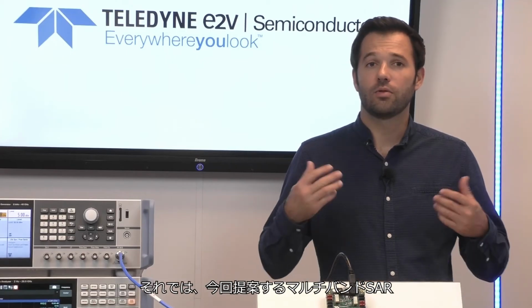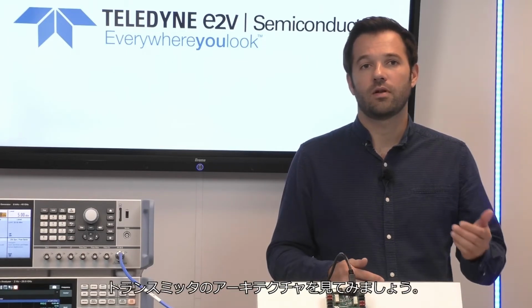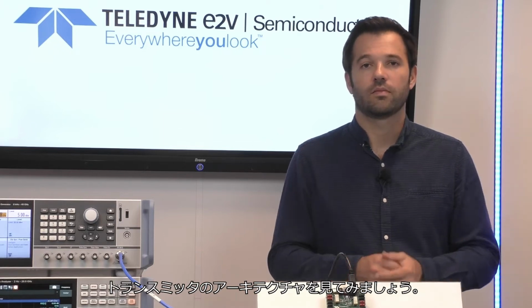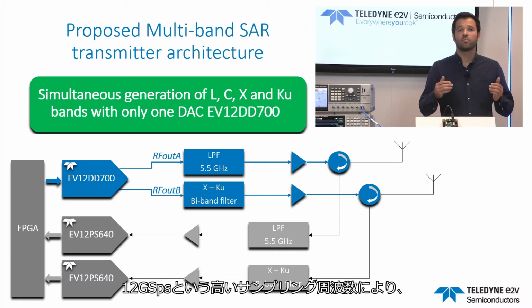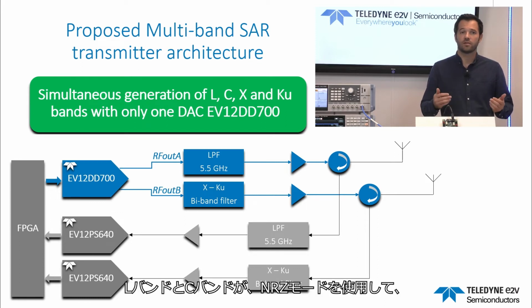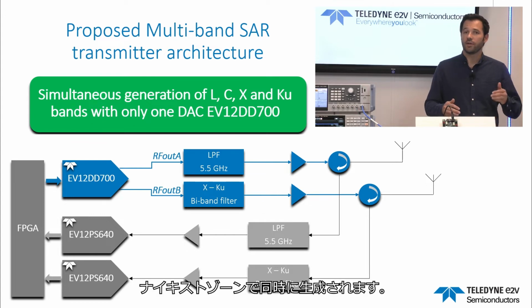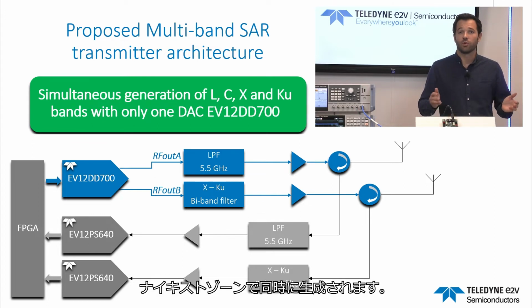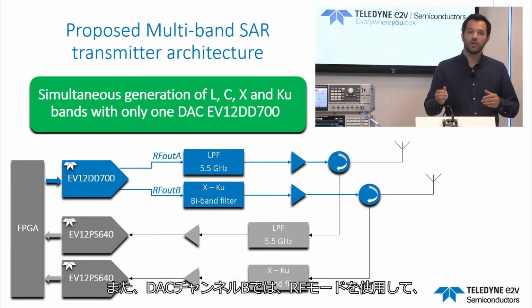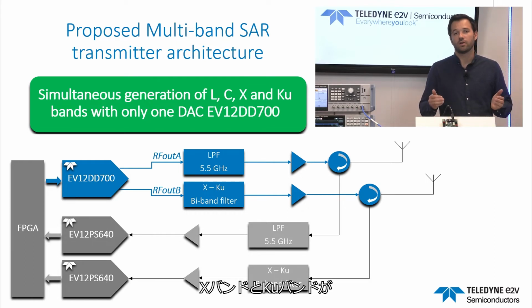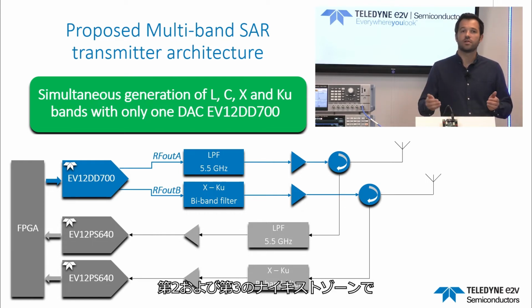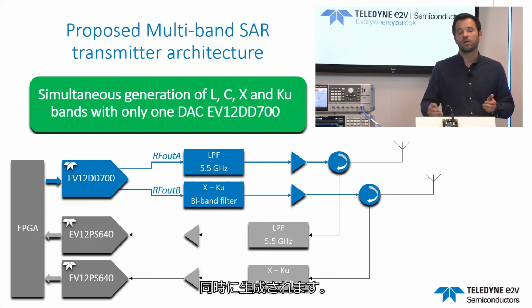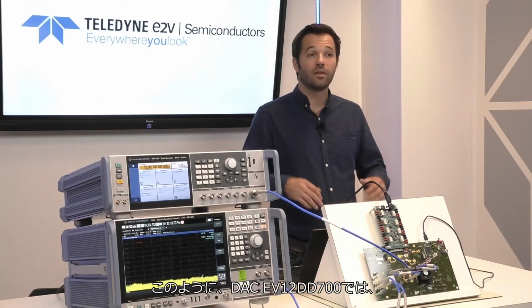Now, let's look at the proposed multiband SAR transmitter architecture. Thanks to the high sampling frequency of 12 gigasamples per second, L and C bands are generated simultaneously in first Nyquist zone of DAC channel A using NRZ mode. And on DAC channel B, X and Ku band are generated simultaneously in second and third Nyquist zones using RF mode.